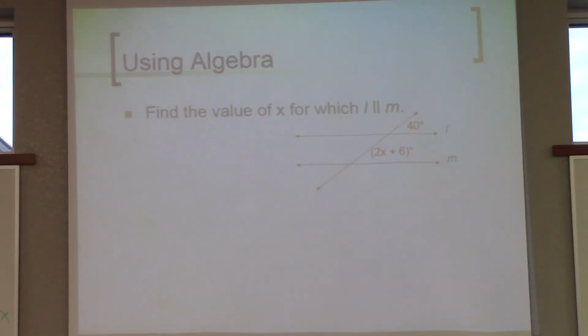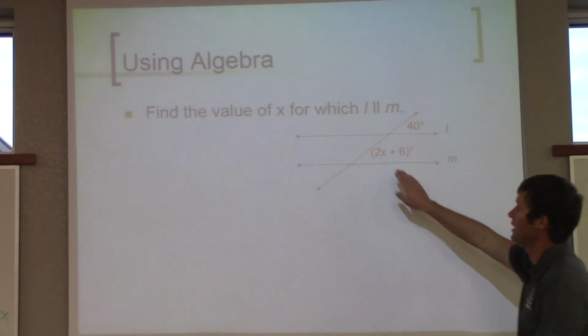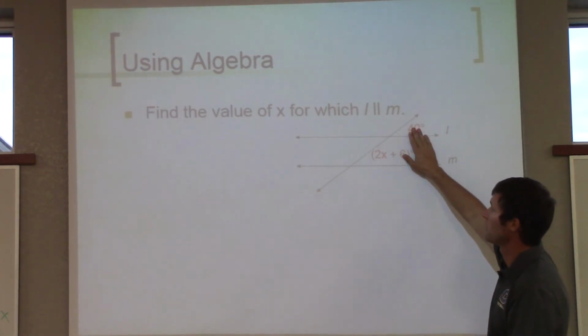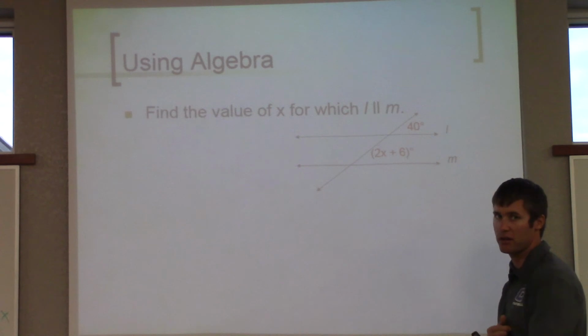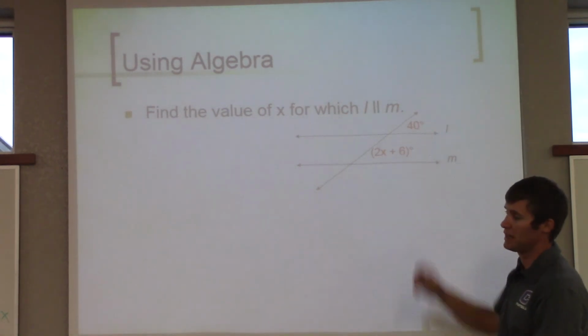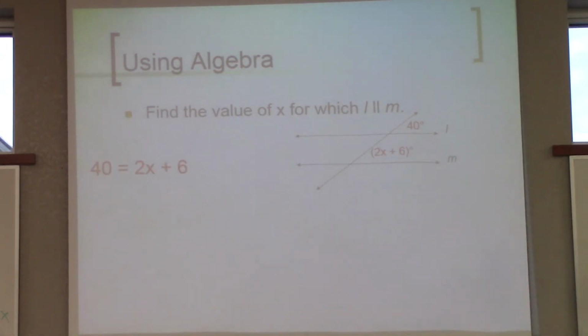Now we get to a little bit of the math part. We have this angle here and this angle here, and we want these two lines to be parallel. So these would be corresponding angles, which makes them equal to one another. Then we subtract 6, divide by 2, and x equals 17.